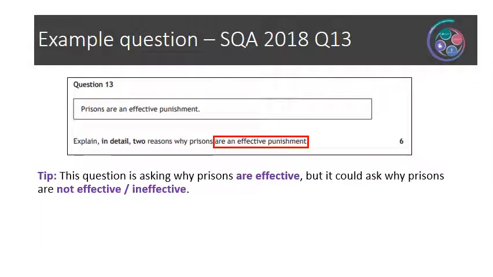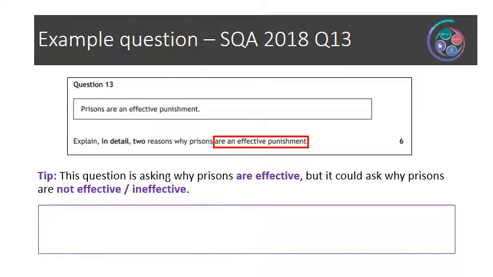This question is asking why prisons are effective, but a tip is that it could actually be asking why prisons are not effective or why prisons are ineffective. So it is important that we frame our response using the wording of the question.